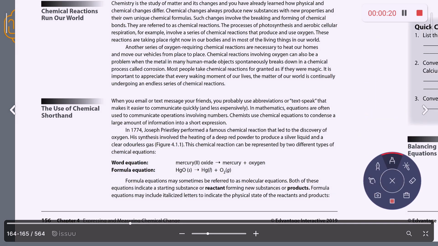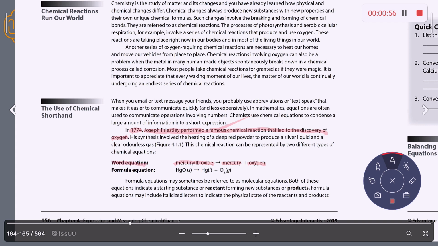All right. So in 1774, Joseph Priestley performed a really famous chemical reaction that led to the discovery of oxygen. He took a deep red powder, which is mercury(II) oxide, and he decomposed it by heating it. It formed liquid mercury, which is silver, and then oxygen gas. Obviously, since we went from a deep red powder to a silvery liquid, that is an unexpected color change, and that would be a form of evidence that a chemical reaction took place.